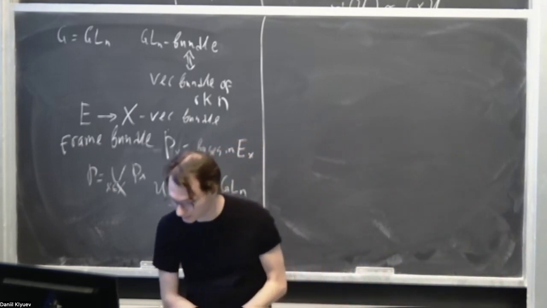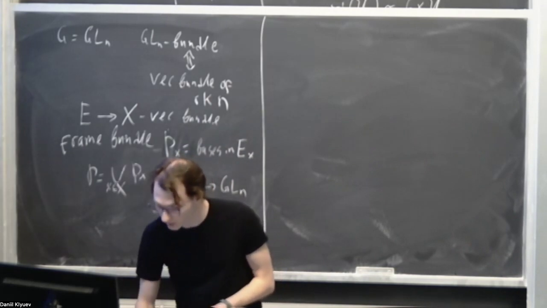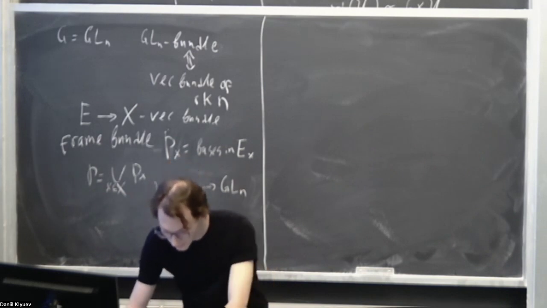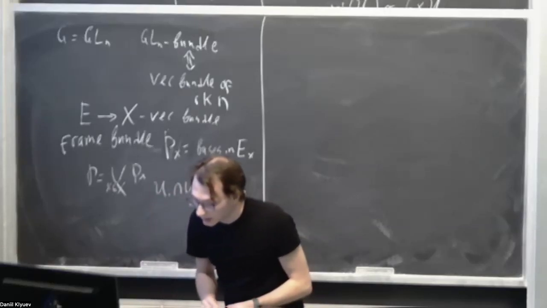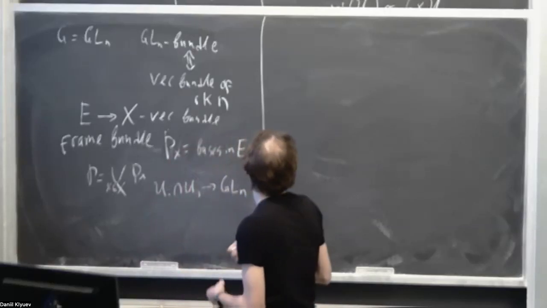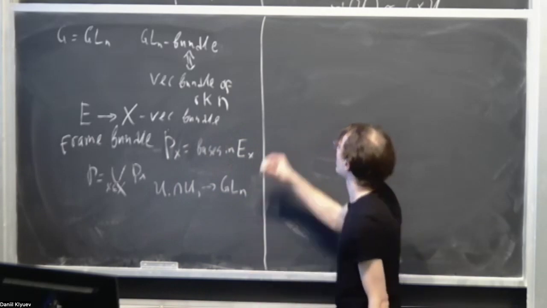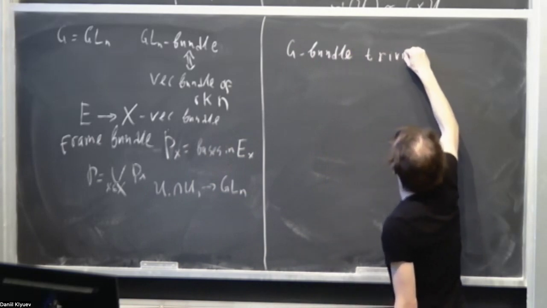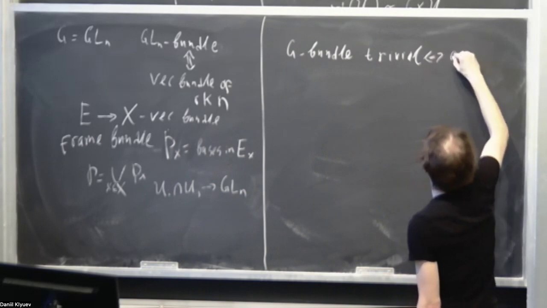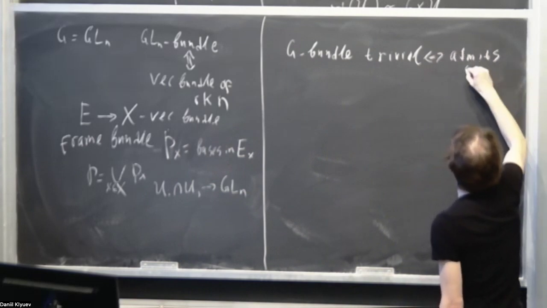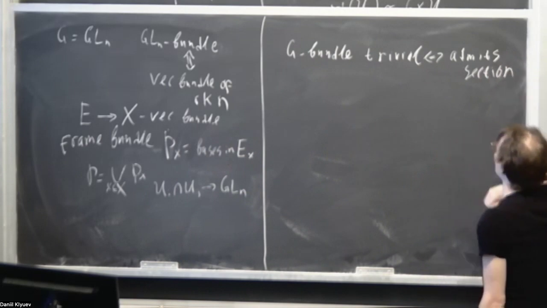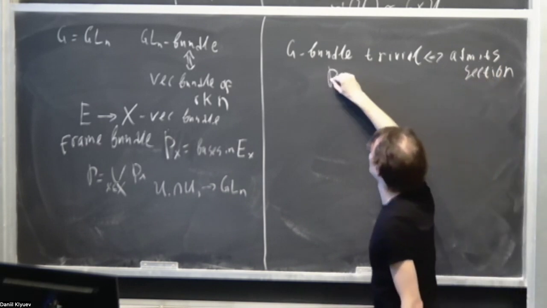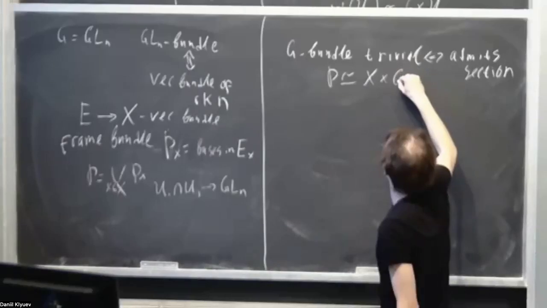Okay, hopefully it all works. Yeah, and unlike vector bundles, a G bundle is trivial if it has a section. So you just use the section and the action of G to provide an isomorphism between P and X cross G.